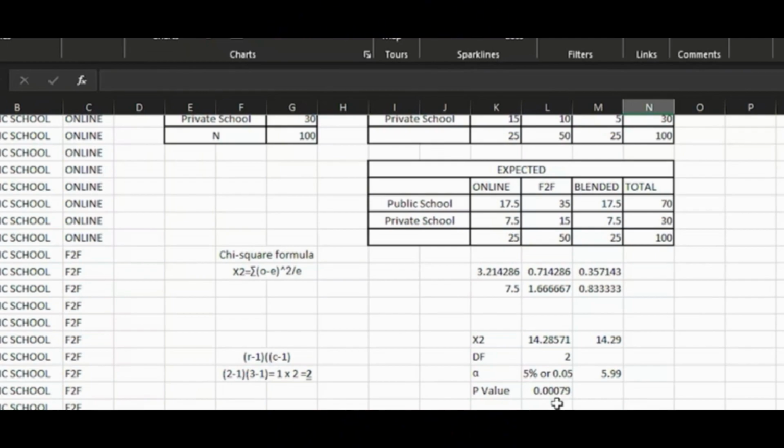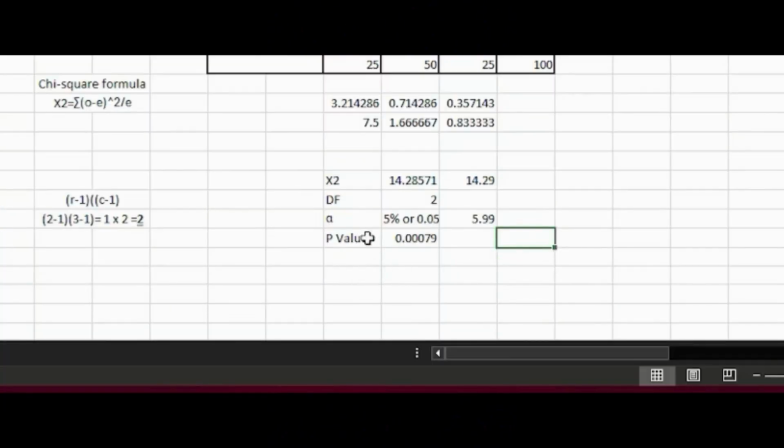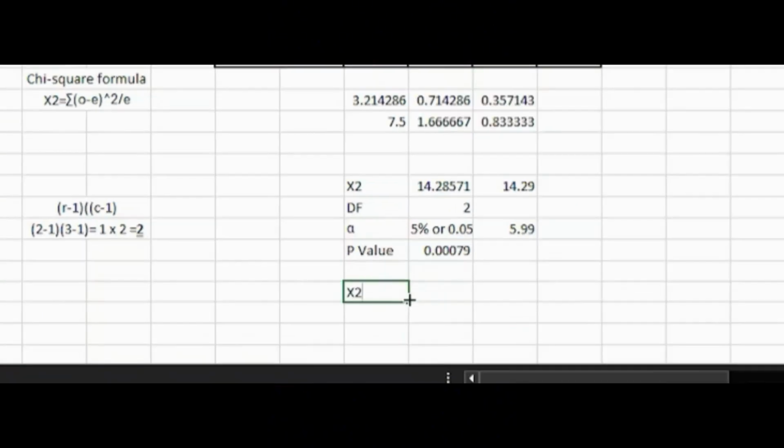How do we make a conclusion? If chi-square is less than the critical value, then we will not reject the null hypothesis. If it is greater than the critical value, then we will reject the null hypothesis. Since our chi-square is greater than the critical value, we will reject the null hypothesis. Now, for our p-value: if our p-value is less than the significance level of 5%, it is statistically significant, which means we will reject the null hypothesis.